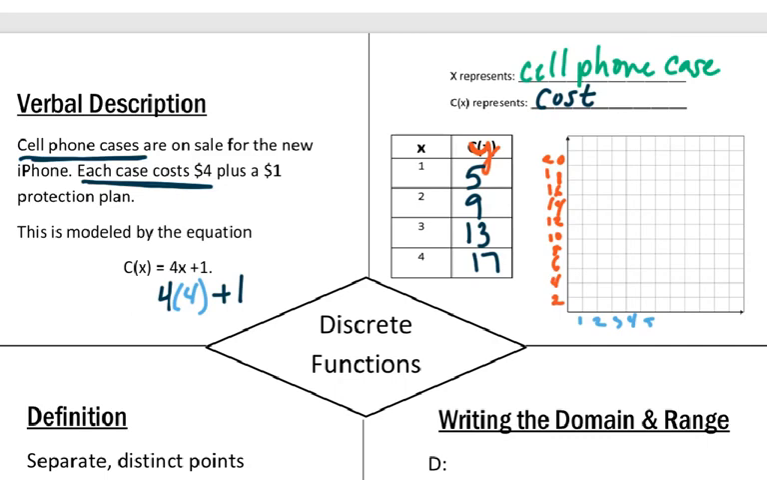So what this table created is ordered pairs. When the x value is 1, the y value is 5. So on my graph, here's 1. 5 would be like right there, between the 4 and the 6. Okay, so there's my first ordered pair. The next one says that when x is 2, the y value is 9. So when x is 2, here's 2, the y value is 9, which is going to be right about there.